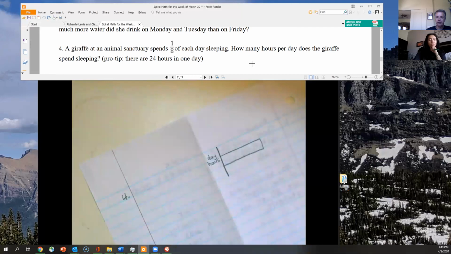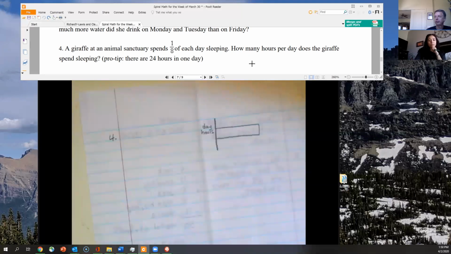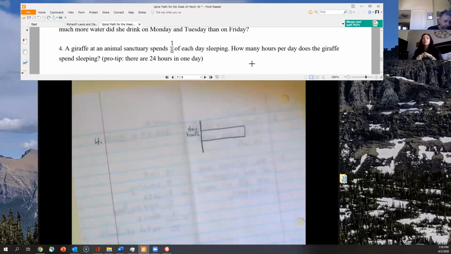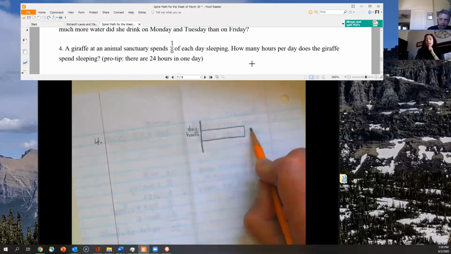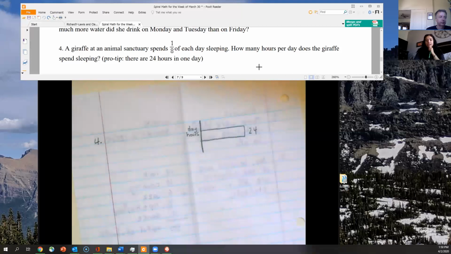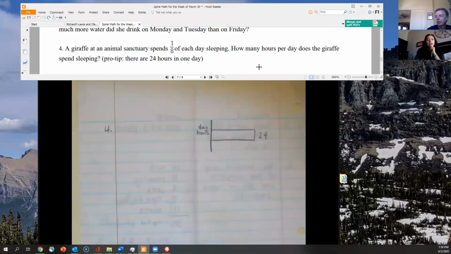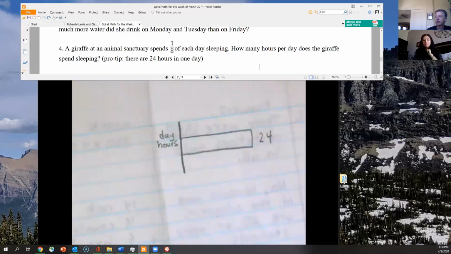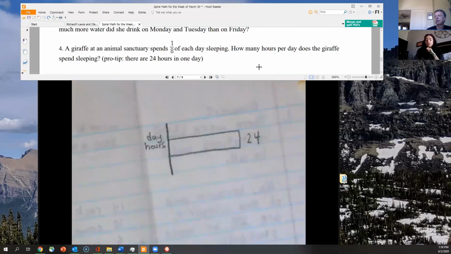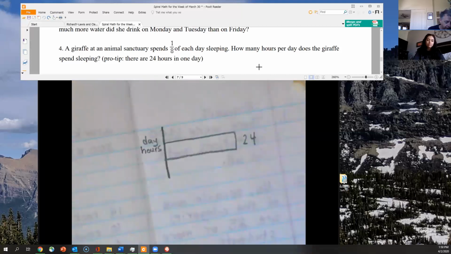Okay. So then I just kind of took it step by step. So it says there are 24 hours in one day. So boys and girls, that means that that's the total amount of hours in a day. So I wrote that at the end of the unit bar. Yep. And then it says a giraffe in an animal sanctuary spends 1/8 of each day sleeping. So then I split my unit bar into 8 even pieces.